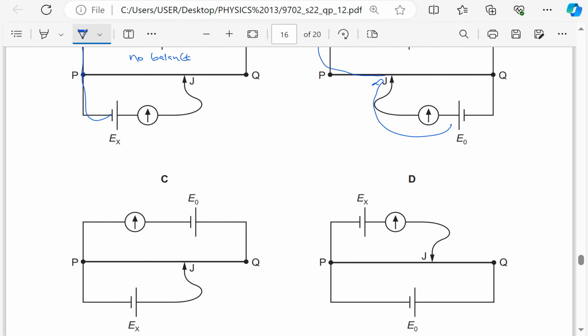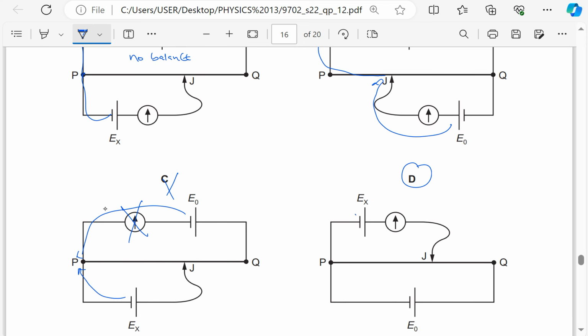Then C. Of course, the negative terminal is linked to the negative terminal, which means the positive terminal is linked to the positive terminal, which is correct, but the position of the galvanometer is wrong. So this one can also not give us balance, so we can't measure EX. So that means the answer is going to be D.